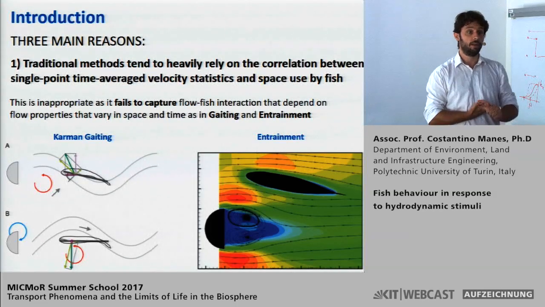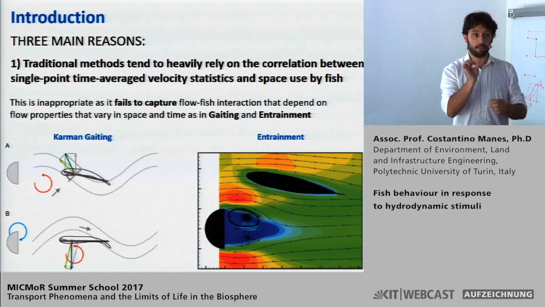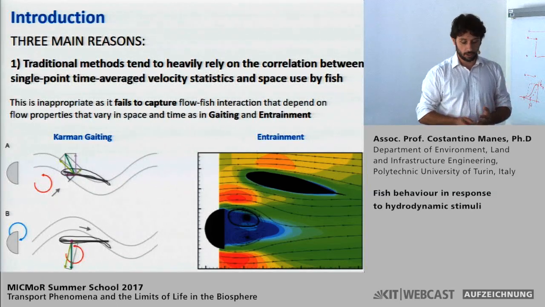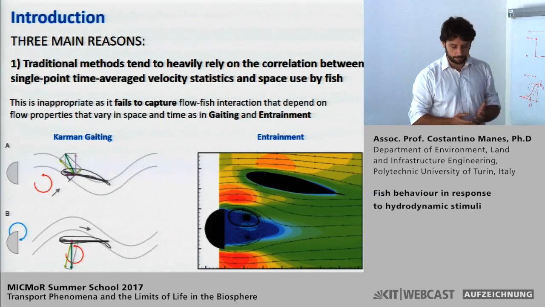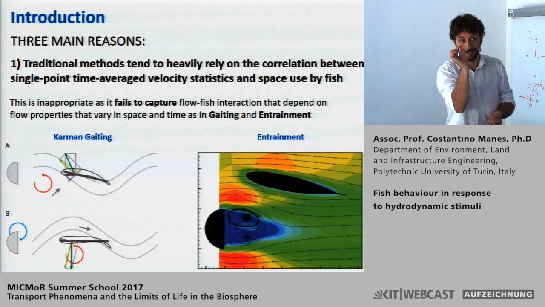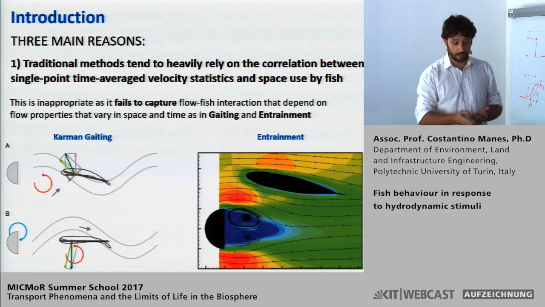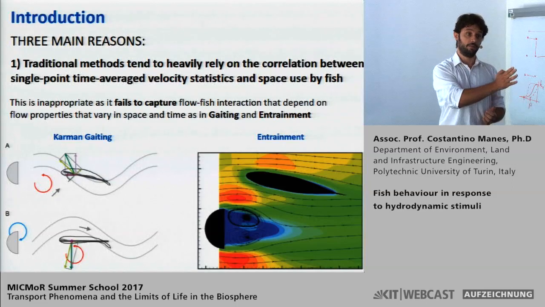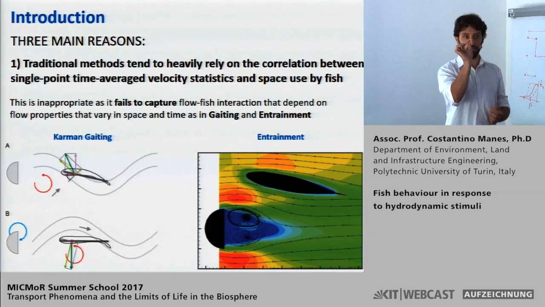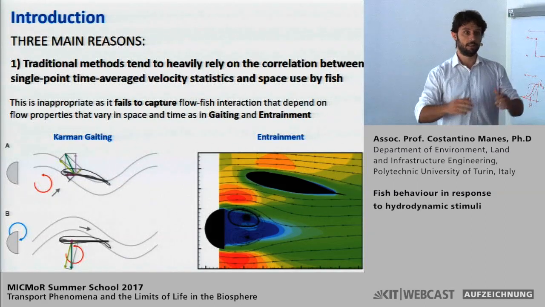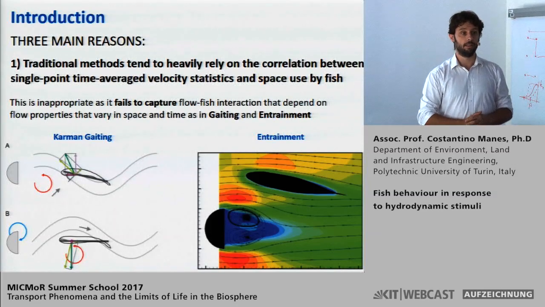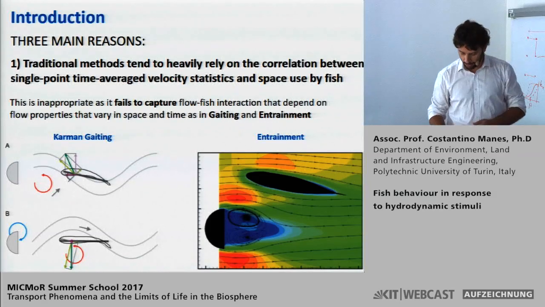However, as we have learned in the previous slides, the characterization of the velocity statistic at a single point fails to capture flow-fish interaction where flow properties vary in time and space, simply because it's a one-point description. So it would fail to capture Karman gaiting, for example, where you have fish slaloming, zigzagging among vortices. That would be very difficult to capture with a one-point measure. Or entraining, where it's a whole flow field that really describes why the fish decide to entrain around the cylinder. So that's a shortcoming of traditional methods.